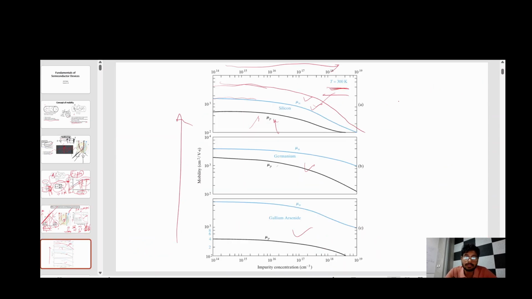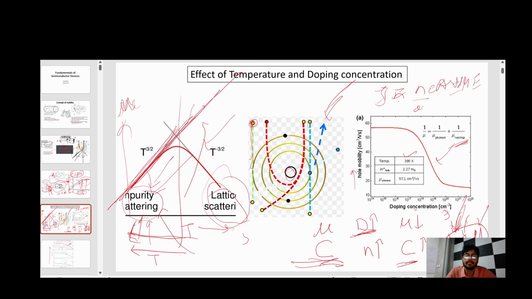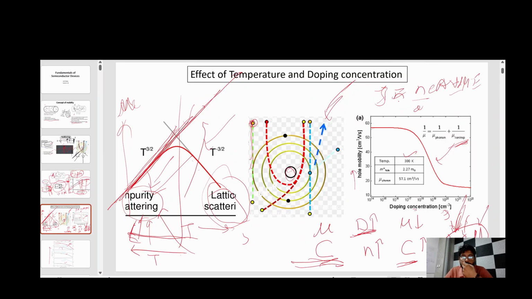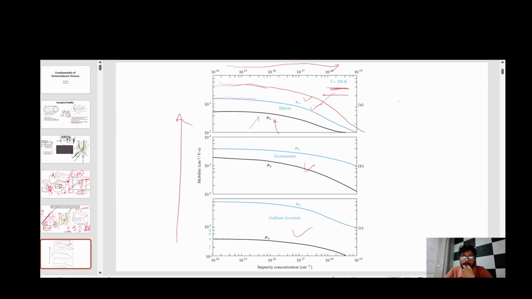Sir, please go to the last slide. Yes, this one. So these are the graphs that I have taken from the book. With the impurity concentration, this is the hole mobility and that is the electron mobility. The blue one is the electron mobility, and the black one is the hole mobility. With increasing concentration, they decrease.